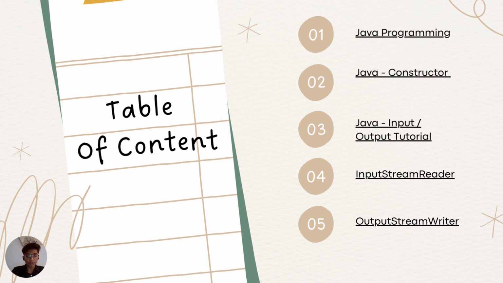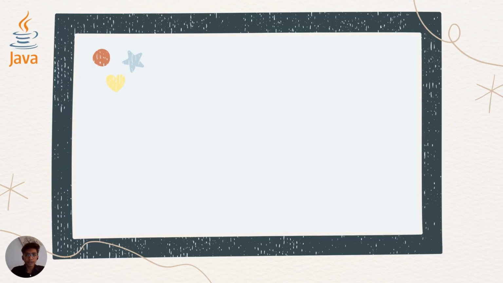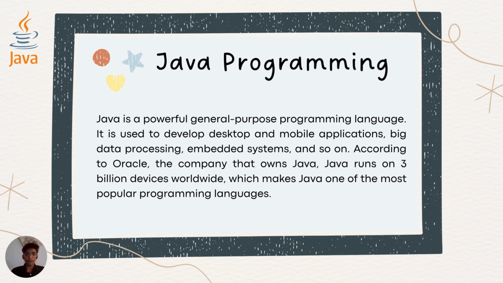This is the table of contents for the presentation that I'll be talking about today. First off, we have Java programming, then Java constructors, and input-output. The two main topics of today are the InputStreamReader and the OutputStreamWriter. Before I start with the main topic of today, let me briefly explain Java programming.